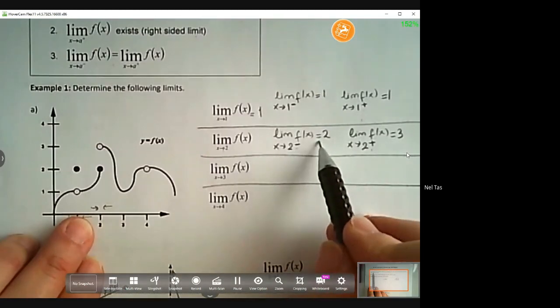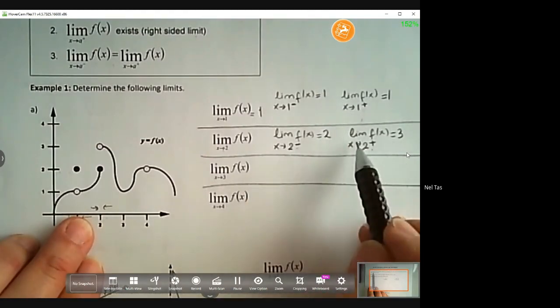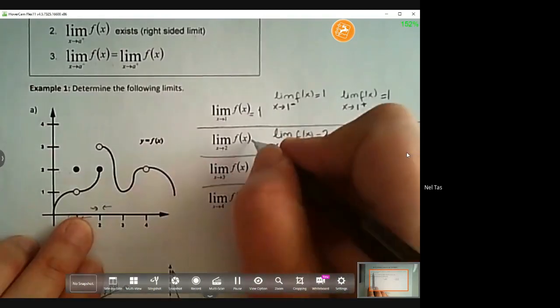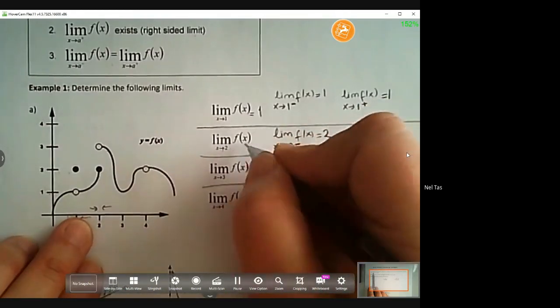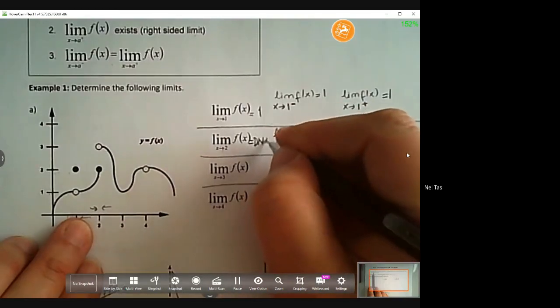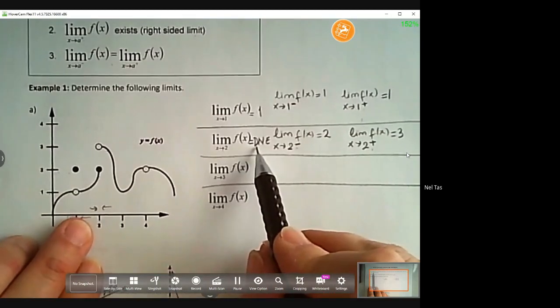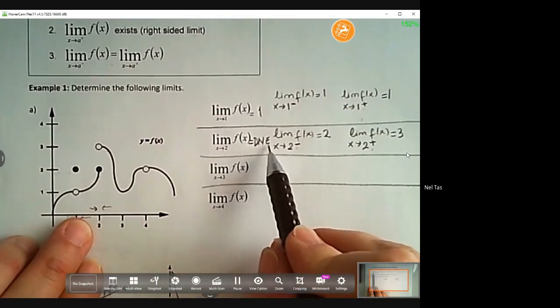So left side is 2. Right side limit is 3. They are not the same. So since they are not the same, then we say limit of f of x as x approaches 2 does not exist. Okay? So you will see this shortened version. This means does not exist.